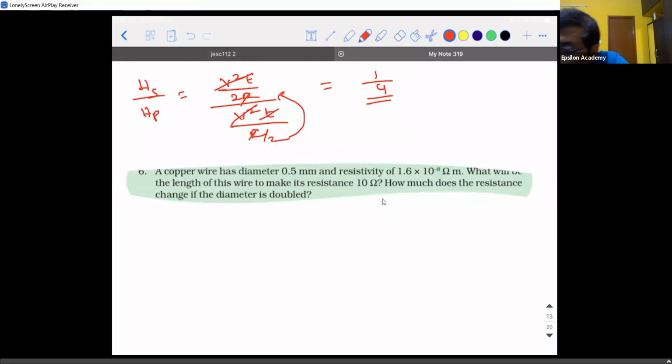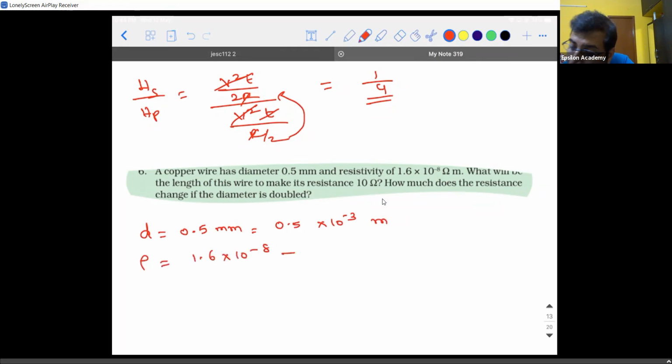There is a copper wire which has a diameter of 0.5 millimeter. That is 0.5 into 10 power minus 3 meter. Its resistivity is how much? 1.6 into 10 power minus 8 ohm meter. What will be the length of this wire to make its resistance 10 ohm? So resistance is 10 ohm. They're asking length should be how much? How much will the resistance change if the diameter is doubled?